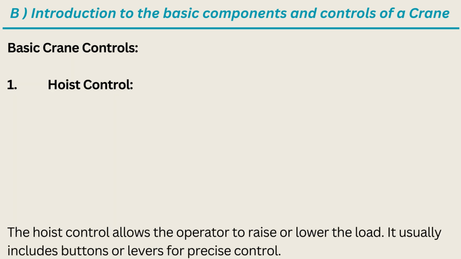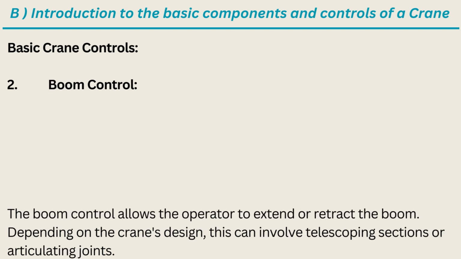Basic crane controls. 1. Hoist control. The hoist control allows the operator to raise or lower the load. It usually includes buttons or levers for precise control. 2. Boom control. The boom control allows the operator to extend or retract the boom. Depending on the crane's design, this can involve telescoping sections or articulating joints.